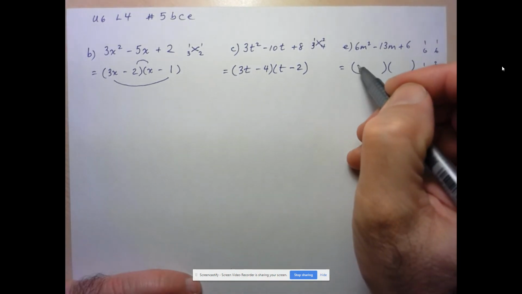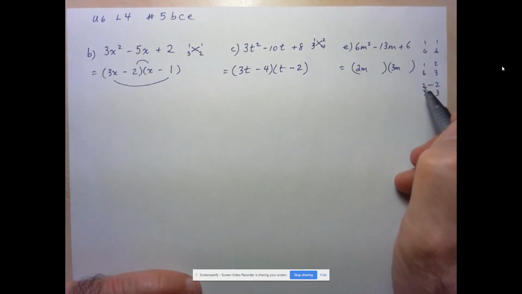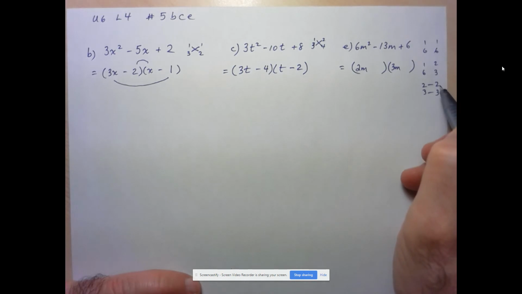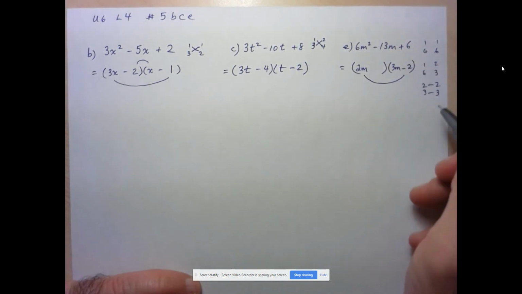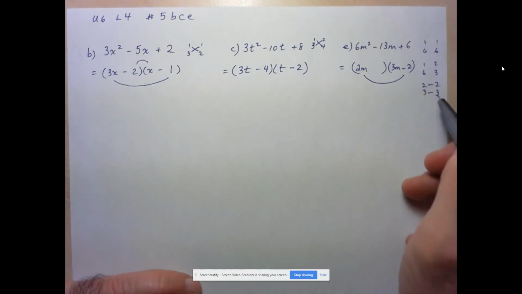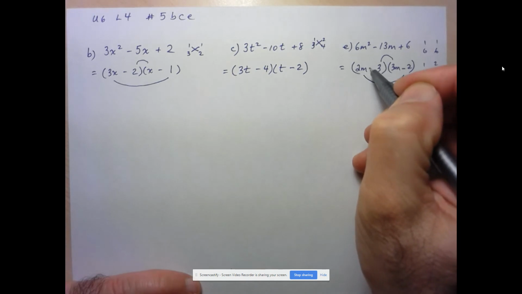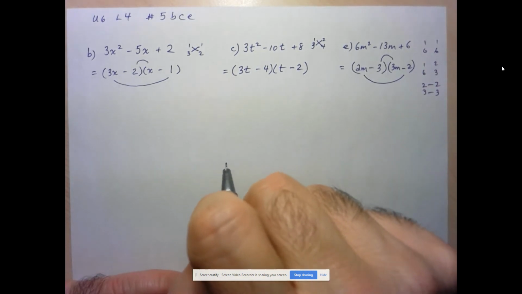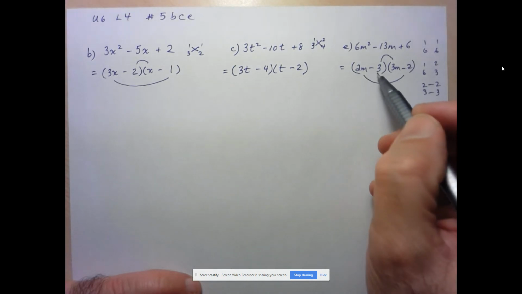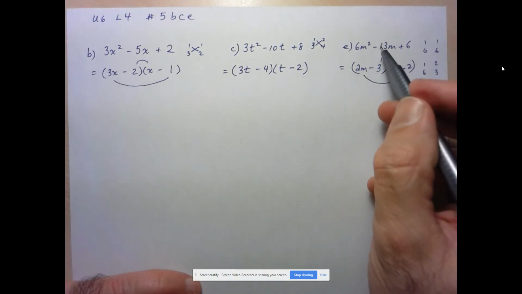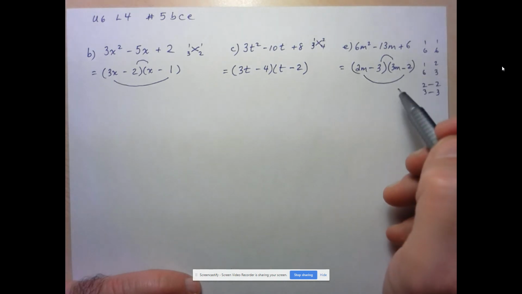So I'm going to have 2m and 3m, okay, and I need to multiply the 2m by 2. So that's going to go in that position, so minus 2. And then here, the 3m times 3, the inside multiplication, so that's going to be my minus 3. And let's see if it works. 6m squared, negative 4m minus 9m is negative 13m, and negative 3 times negative 2 is positive 6.